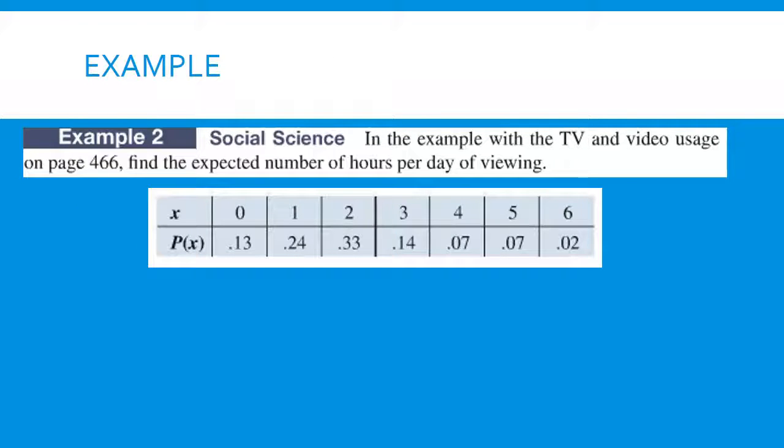Okay, here's an example, and this is the example with the TV and video usage, and I put the chart here so you don't have to flip back. Find the expected number of hours per day of viewing. Now I'll give you a head start on this. You're going to do 0 times 0.13, 1 times 0.24, 2 times 0.33, keep going all the way down the chart like that, and then add all of those products together. Pause the recording, see if you can finish this problem, and then resume to check your answer.